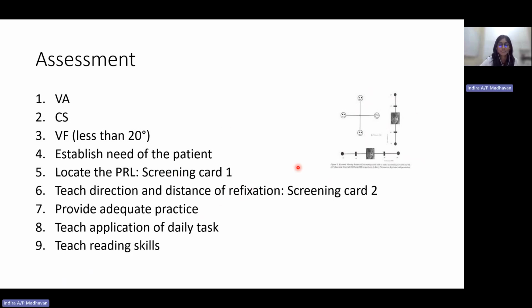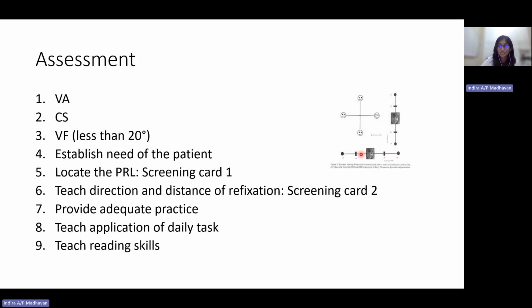Once screening cut number one has been performed on the patient, the next step is we use screening cut number two to teach the direction and distance of prefixation. Basically, ask the patient to look at the center, and obviously the image of the kid is not going to be clear. Then you ask them to move. In the example I gave just now, the right side is clearest. Now you ask the patient to move their eyes to the opposite direction, to the left side, until the image appears clearest.